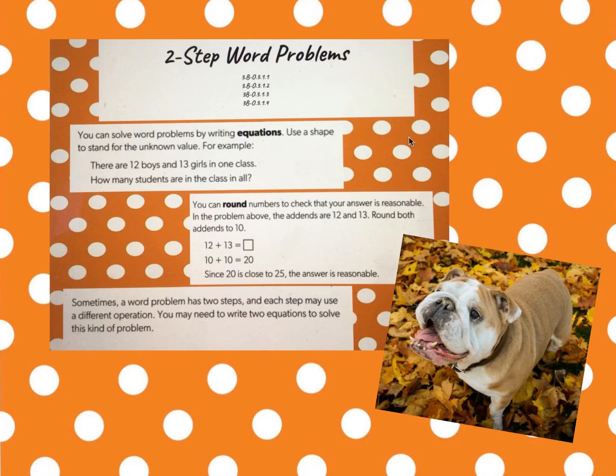Hey friends, today we're going to practice a little bit more of two-step word problems. So remember, you can solve word problems by writing the equations. You can use a shape to stand for the unknown value. You can round numbers to check your answer is reasonable, like we practiced at the very beginning of the school year. And my favorite way that we practiced the last couple days to check our answers is the inverse operation. So if you're adding, you can subtract, work backwards and subtract, and if you are multiplying, you can divide to check your answers too, and vice versa.